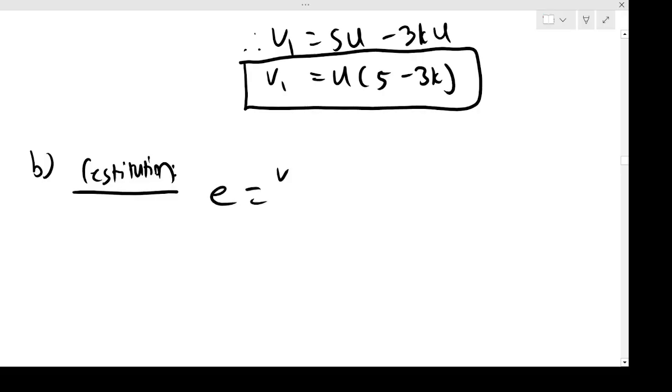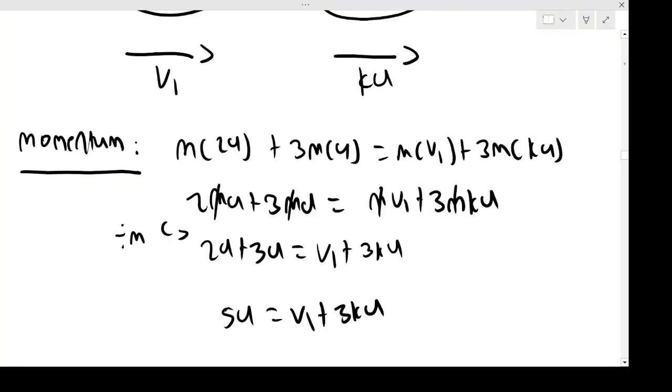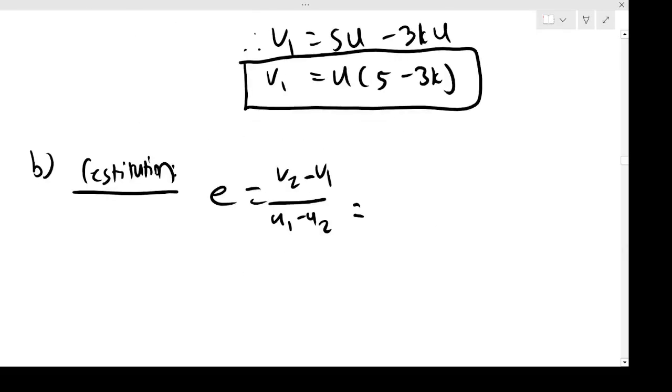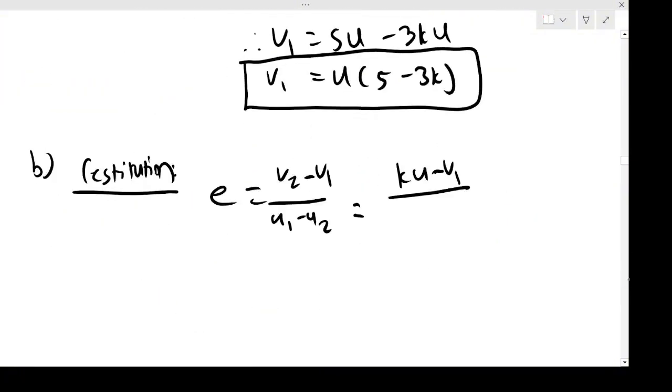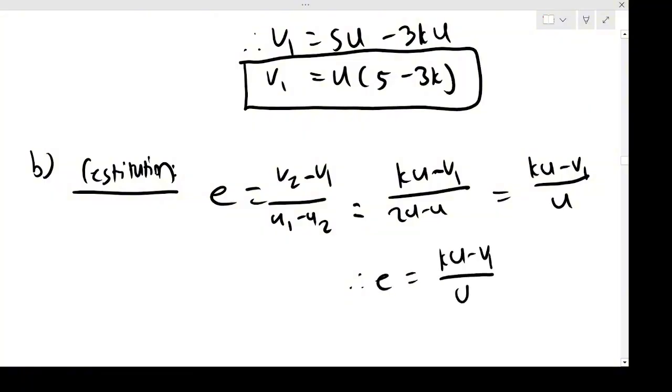And again, e is (v2 take away v1) over (u1 take away u2). So in this case, v2 is ku and v1 is just v1, right? So it's going to be ku take away v1. And then u1 take away u2 is going to be 2u take away u. Okay? So that'll simplify to (ku take away v1) over u. Hopefully happy with that. So therefore e is (ku take away v1) over u.